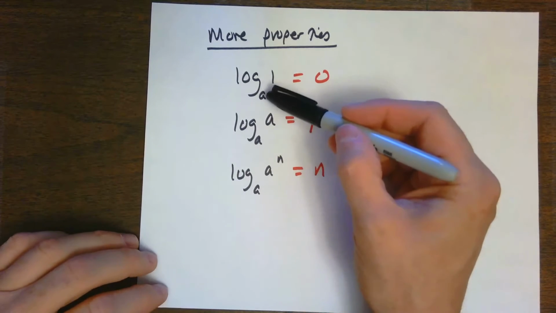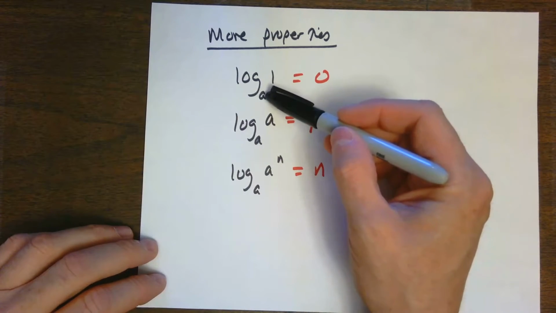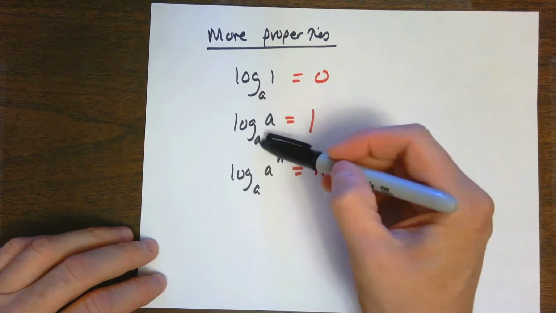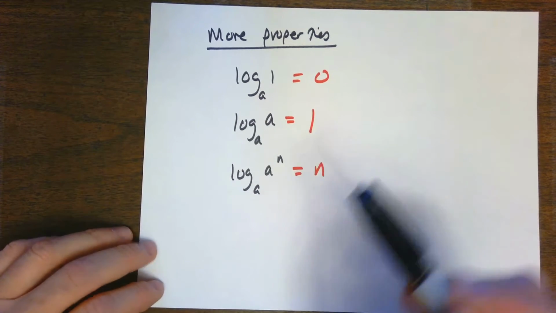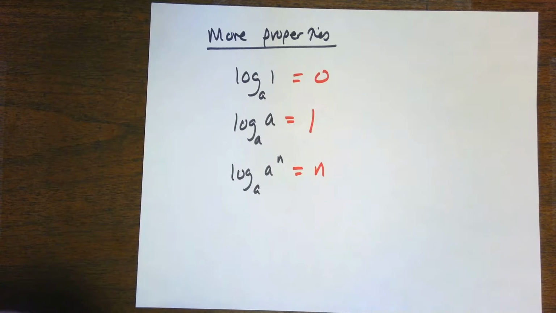And of course, if this a was 10, common log, the common log of 10 is 1. The common log of 10 to the third power would be 3, and so forth. And same thing with natural log. If I had e's in there, natural log.